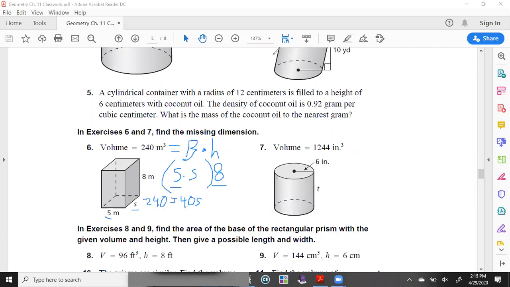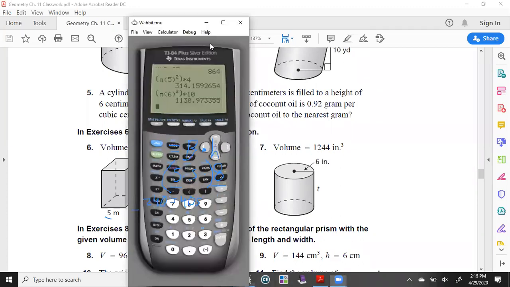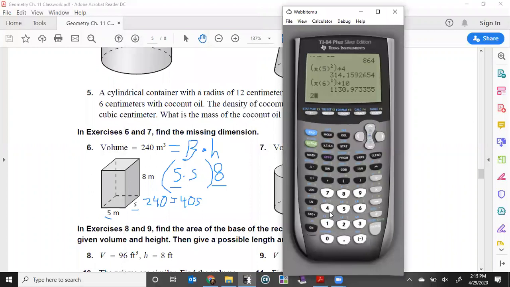Divide both sides. I'm going to pull my calculator out. And so I'll say 240 divided by 40. This is 240 equals 40S. Okay, so 240 divided by 40 is going to give me S, which is 6. So my answer to 6 is 6 meters.